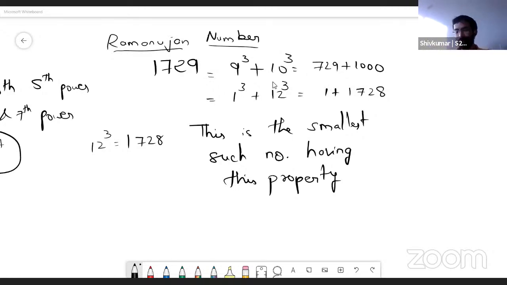Okay, so now seeing Ramanujan number, any questions coming to your mind? Any questions or thoughts?